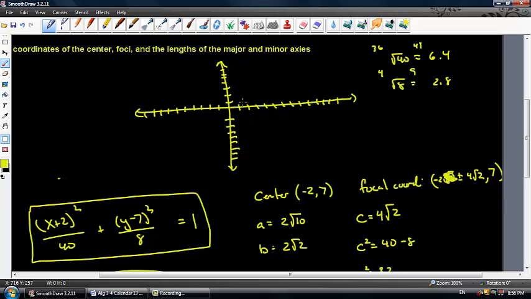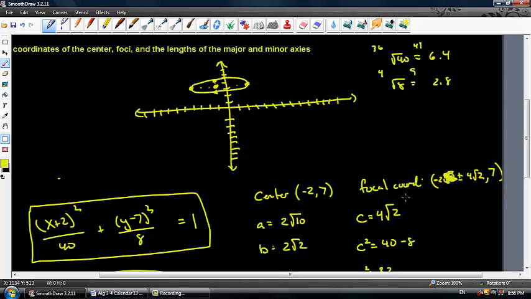So let's graph this out here. My center is at -2, so I'm going to be a little off the scale. So I'm going to scale everything by 2 this time. So -2, 2, 4, 6, 7 right here. Let's go out 6.4 spaces to the right and left: 2, 4, 6, and a little bit more. I'm going to move up 2.8 spaces, so 2 and a little bit. Funny, when I scale it by 2s, the ellipse becomes that much smaller.